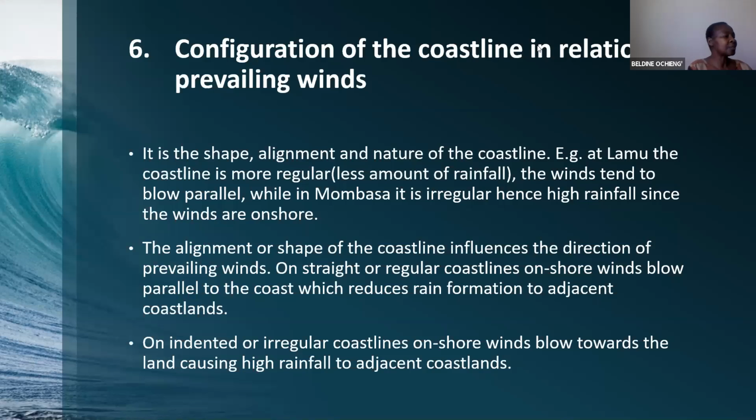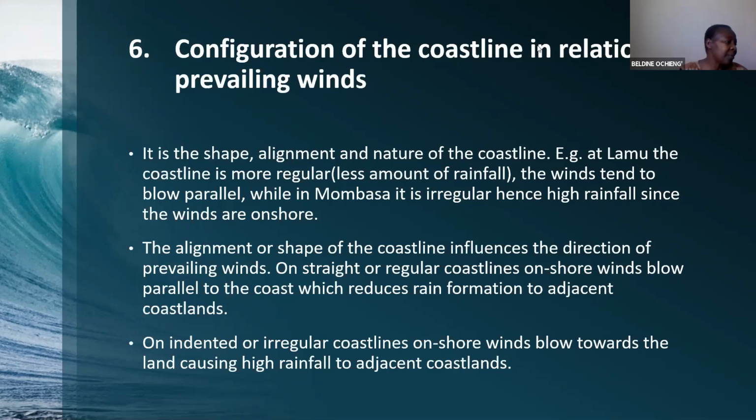the coastline is more regular, is straight, therefore less amount of rainfall. The winds tend to blow parallel. When it is regular, then the winds are blowing parallel to the coast, bringing very little rainfall. While in Mombasa, it is irregular, hence high rainfall since the winds are onshore. The winds are onshore and very direct. So that is the first point.